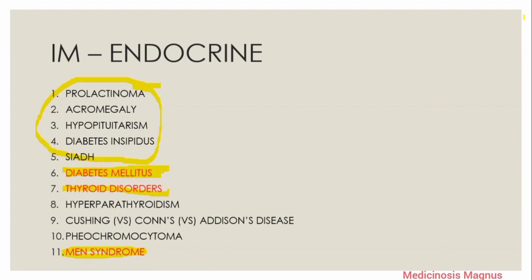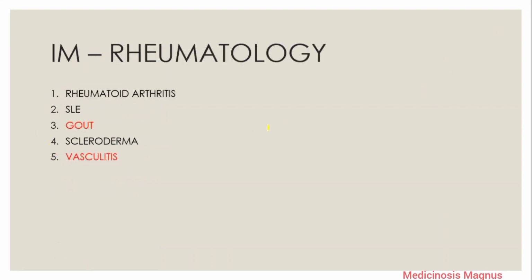Type 1, type 2, type 3 MEN. In the rheuma part, read about rheumatoid arthritis, SLE, all those criteria for diagnosis, and gout, mainly the pharmacological aspects of gout, scleroderma and the vasculitis types, the P and K, C and K types.